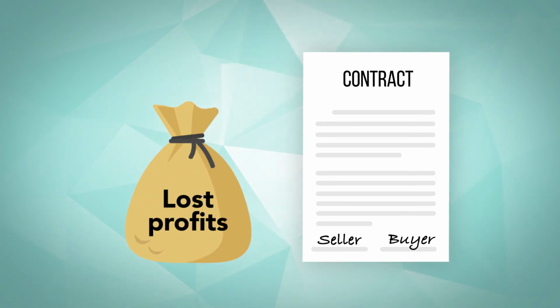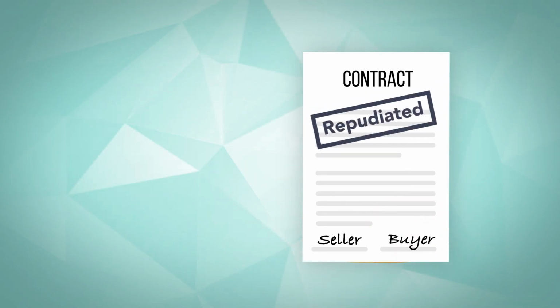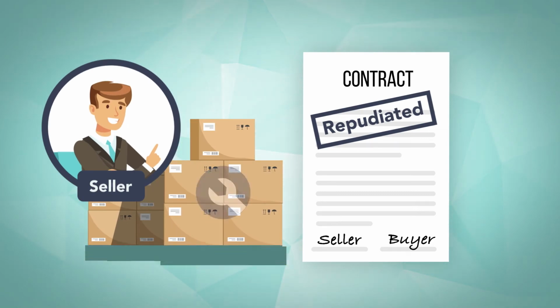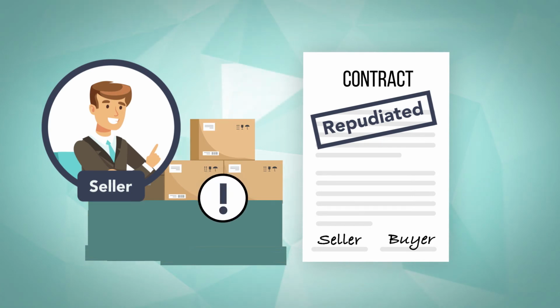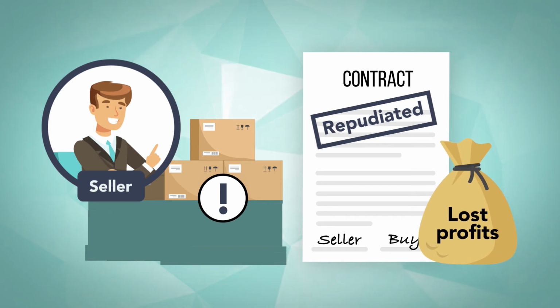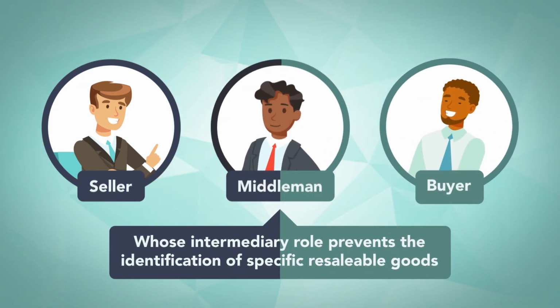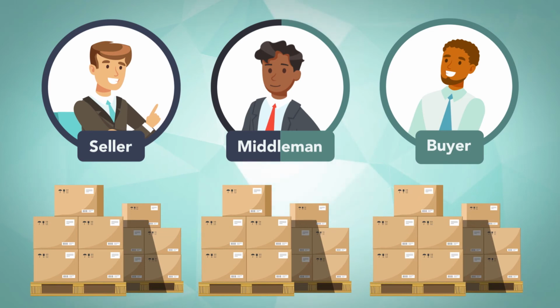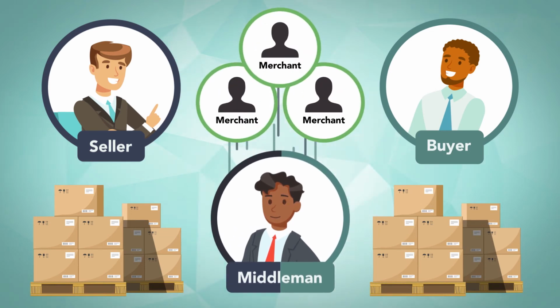The code contemplates 3 situations where damages for lost profits would be warranted. If a buyer repudiates the contract before the seller completes production, he may elect not to complete production, because it would be commercially unreasonable to do so. With no identifiable goods that can be resold and possibly no market for them, then the lost profits measure would be best. Another situation warranting the lost profits measure is the middleman, whose intermediary role prevents the identification of specific resaleable goods. The middleman often contracts to purchase and sell the same goods at the same time, and may make similar transactions with several merchants, making it difficult to identify which goods he was to receive.